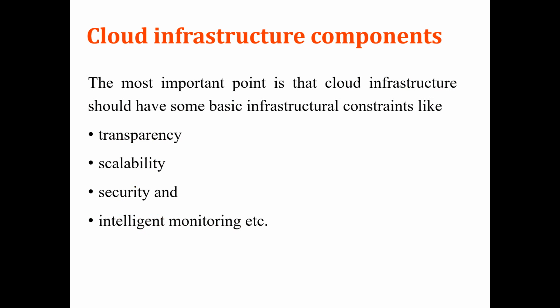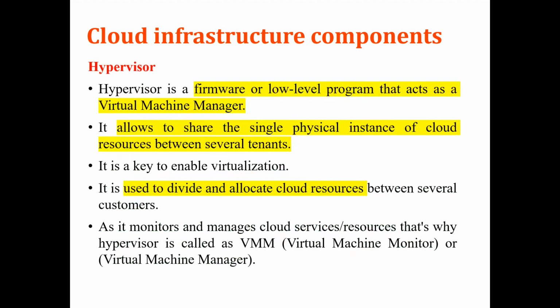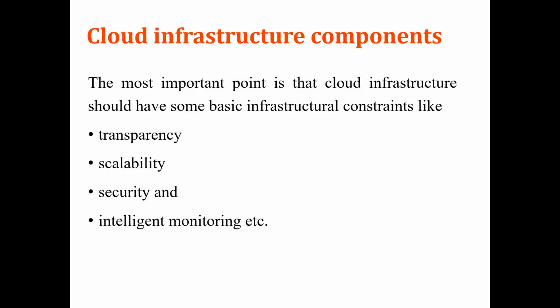So these are the cloud infrastructure components. The infrastructural constraints are transparency, scalability, security, and intelligent monitoring. Transparency is nothing but the user should know where their data is stored or which server processes their request. The second one is scalability. Scalability is nothing but the resources should increase or decrease depending on the user demand.